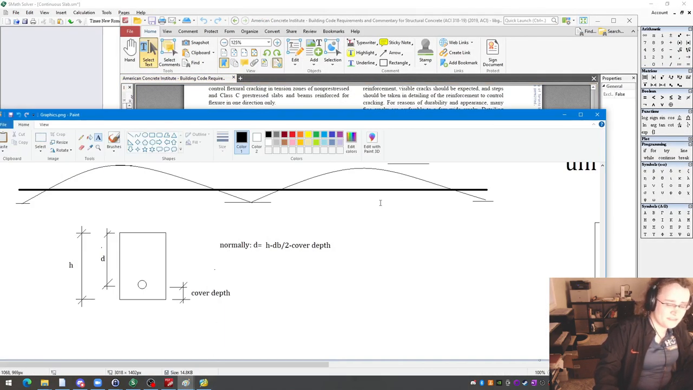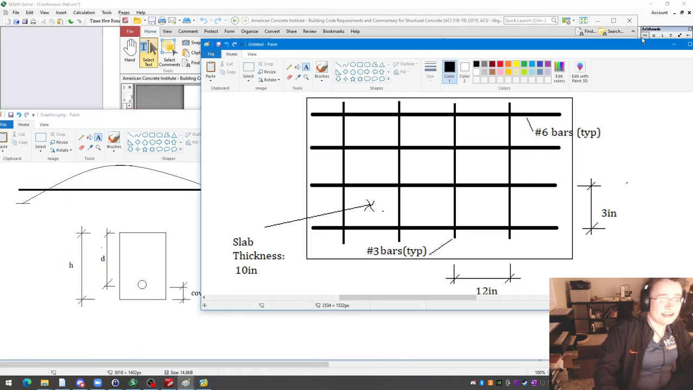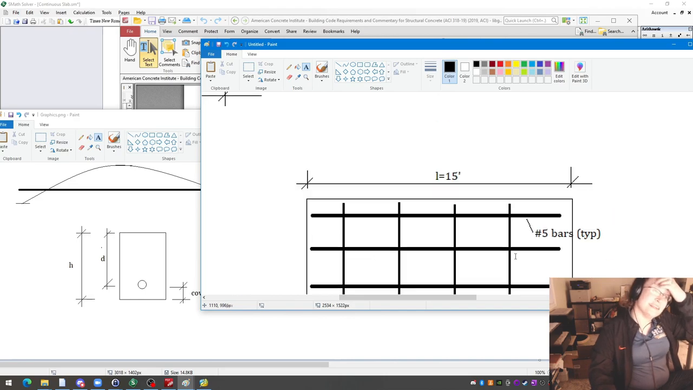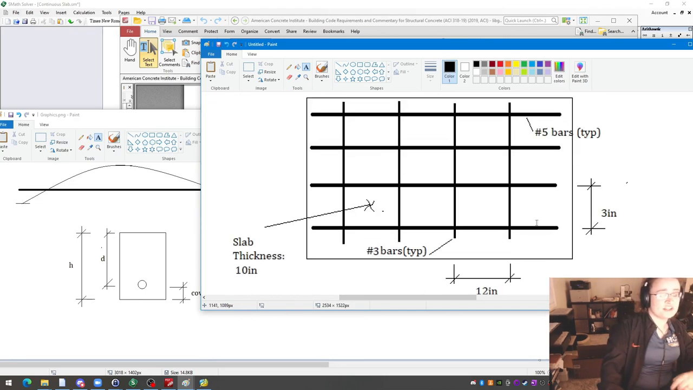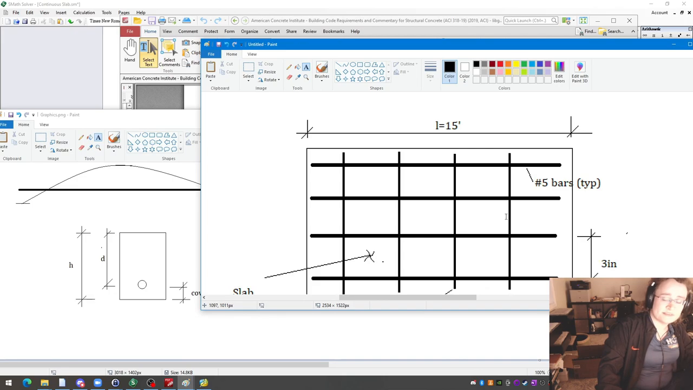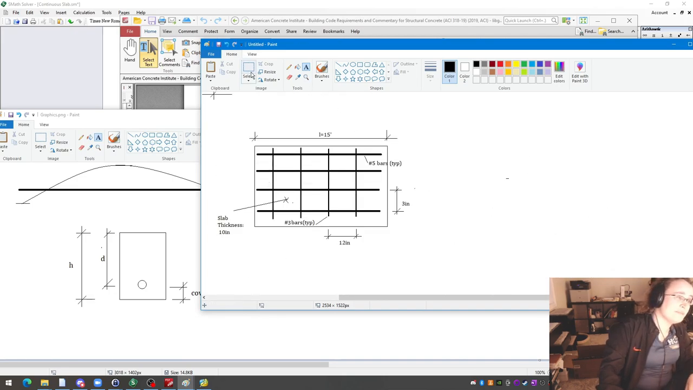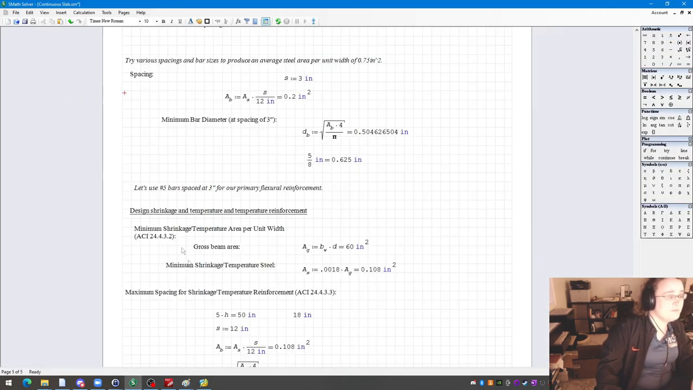Again, this is a rather inefficient design, but that is the downside of positioning all of your steel right at the center of your slab. Number 5 bars, typical. Okay. So again, it would be more efficient to position separate positive and negative moment regions, and just have different steel profiles in each. And I think we will cover that in a follow-up video.